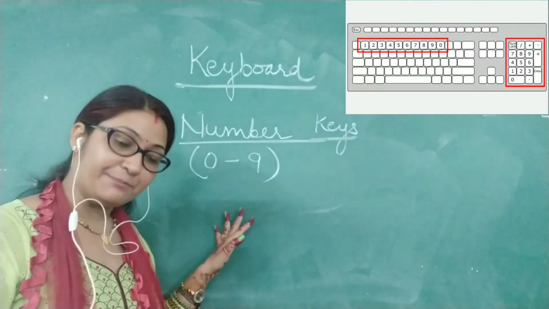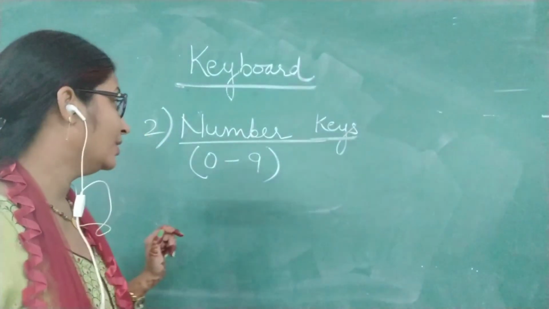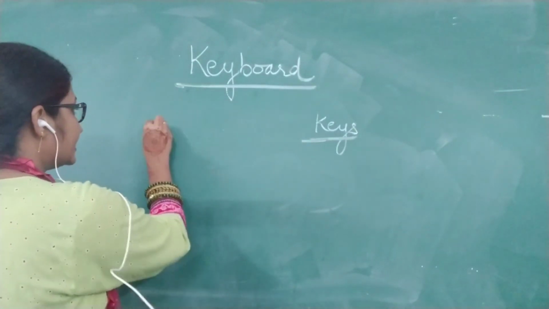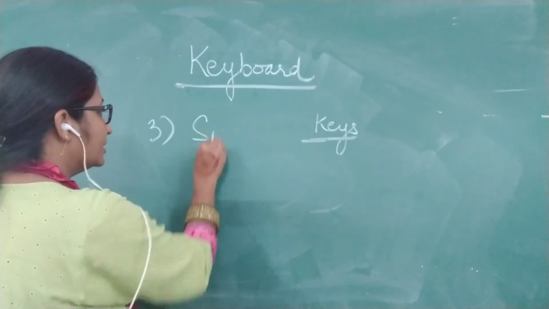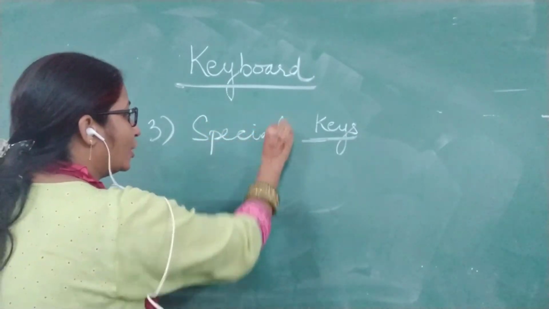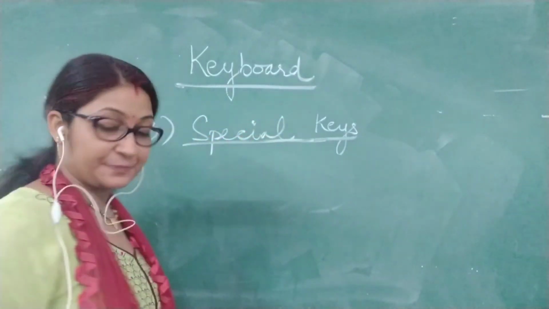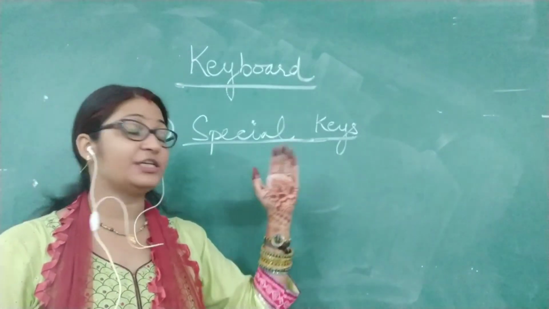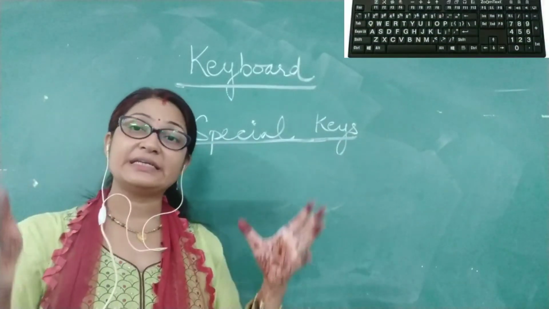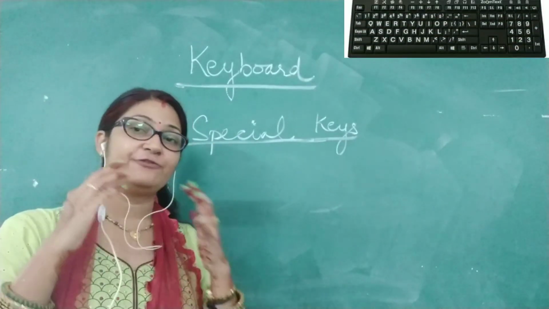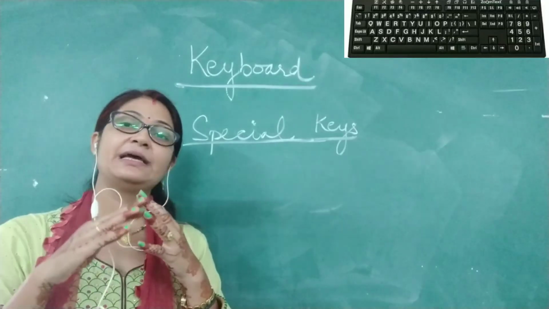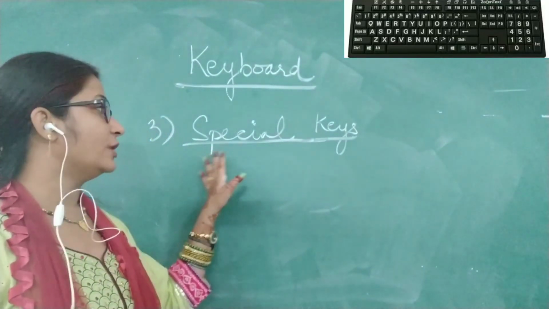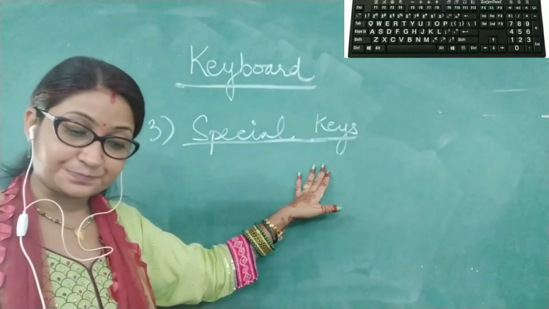Now, apart from this, there are many other keys present on the keyboard, which we call the special keys. You can see on the keyboard that there are many other keys present apart from the alphabet keys and the number keys. So what are these keys? They are called the special keys.